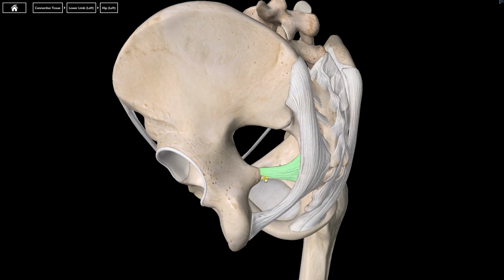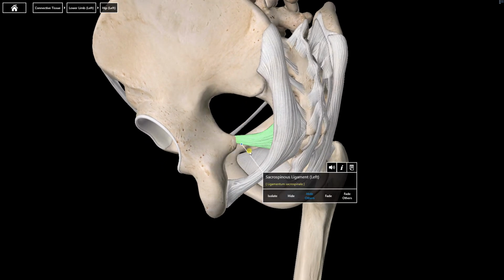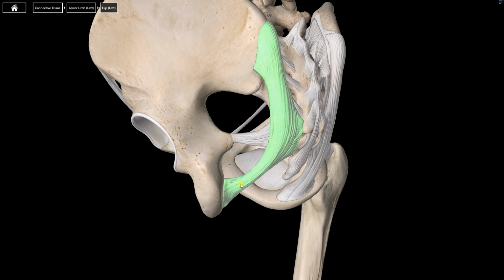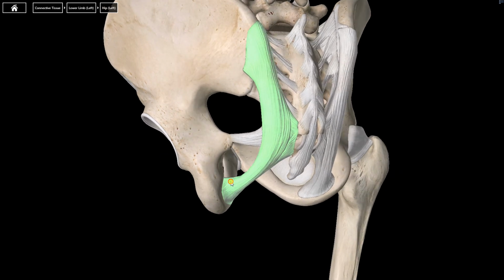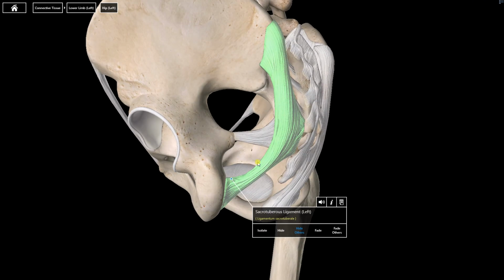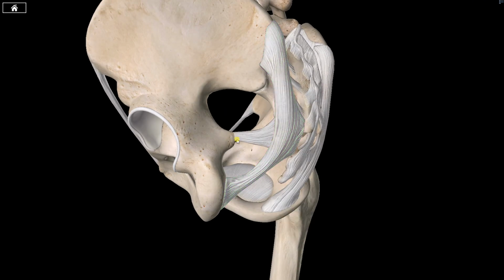Moving inferiorly, we have the lesser sciatic foramen, which is defined as lateral border by the ischium, and the lesser sciatic notch, its inferior border by the sacrotuberous ligament, where we have the ischial tuberosity and a ligament moving up to the sacrum, defining its inferior border. So greater sciatic notch, greater sciatic foramen, lesser sciatic foramen.